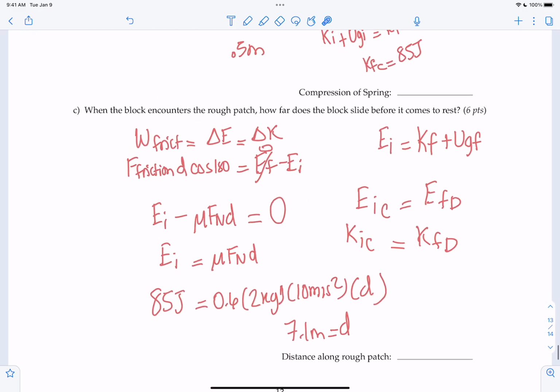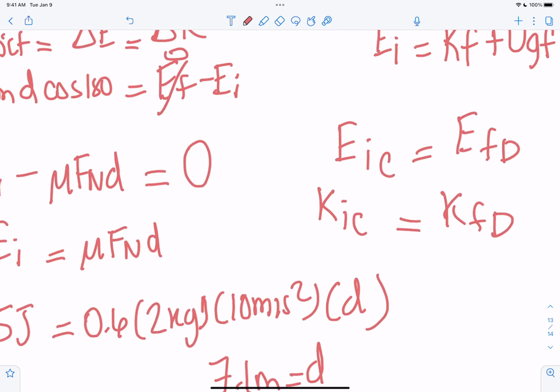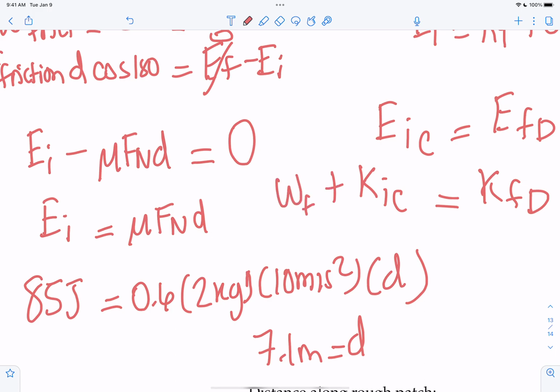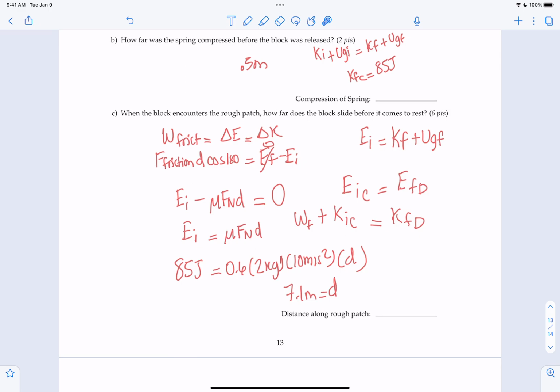And then, based on this equation here, we know that EF minus EI, so KFD minus KIC, is equal to the work done by friction. So you just add over the work done by friction. Work done by friction plus the initial kinetic energy at point C should give us the final kinetic energy at D. That's the concept of moving back and forth between different points for energies. That's how I would break it up into different points.